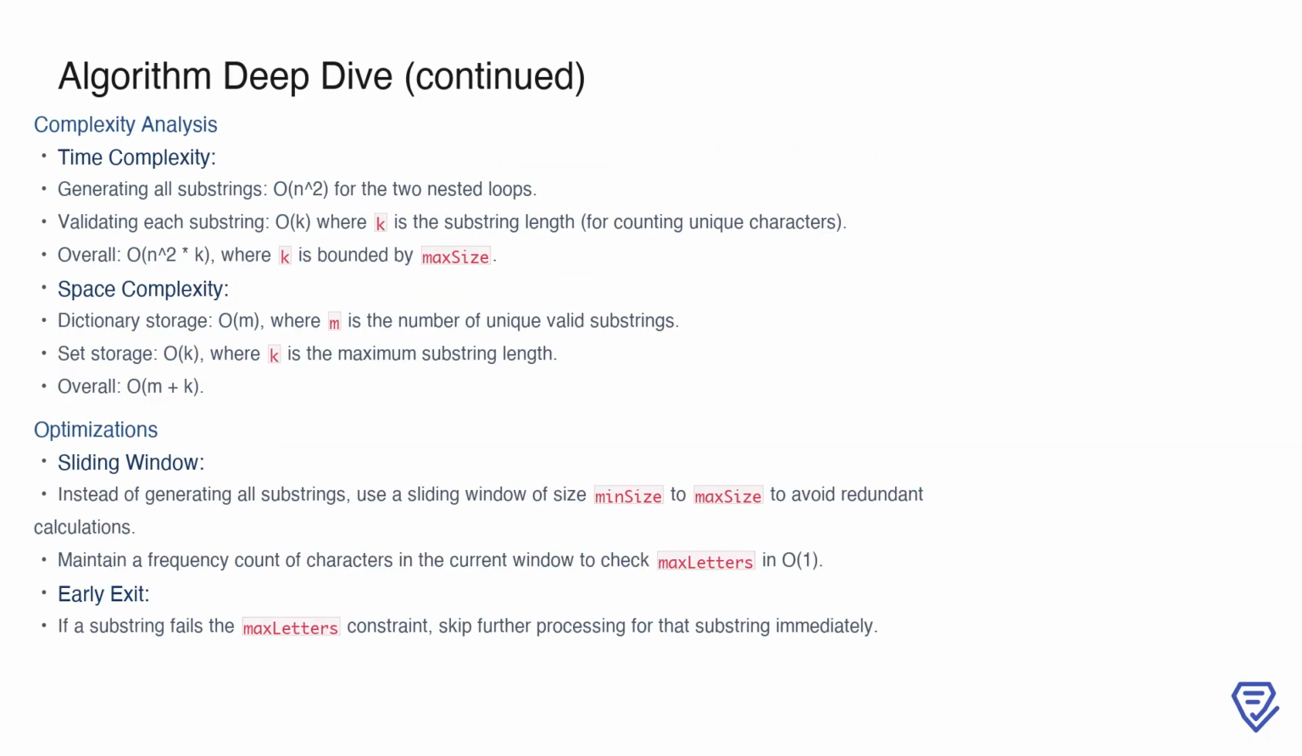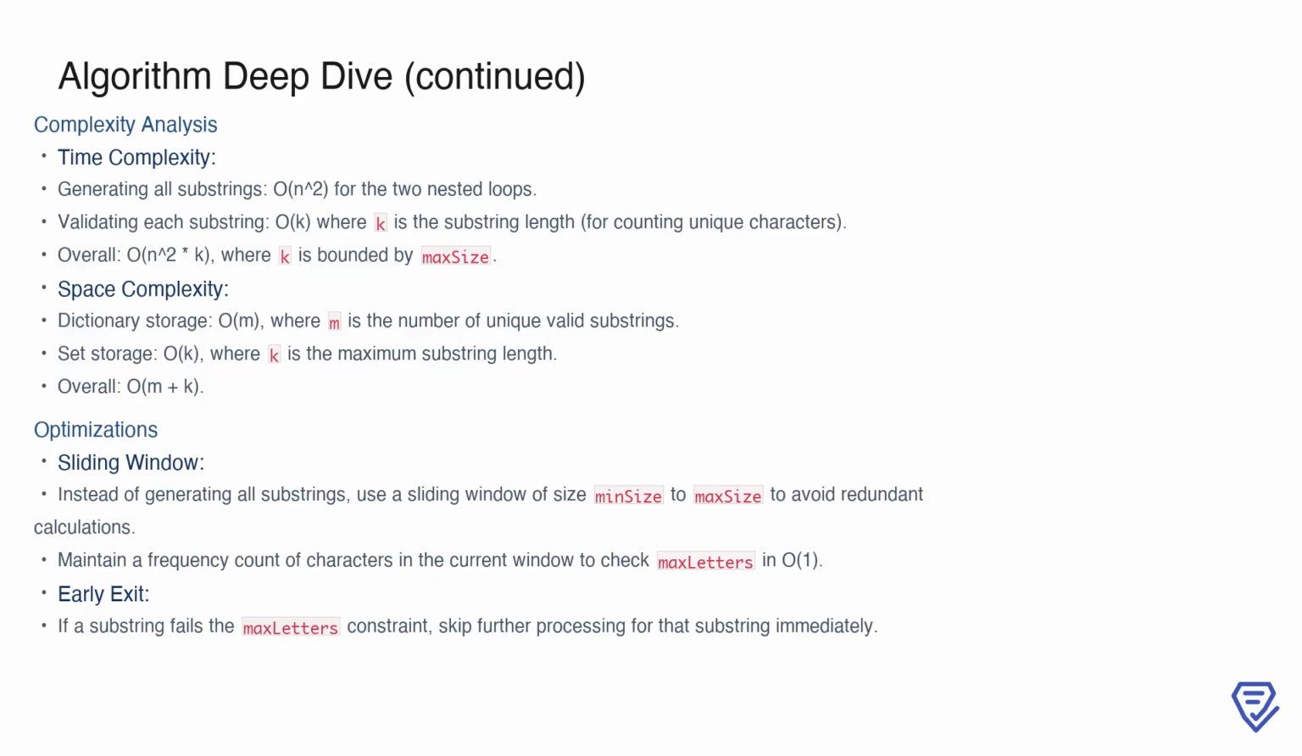Now let's analyze the complexity of this approach. The time complexity arises from generating substrings, which involves two nested loops, making it O(n squared), and validating each substring, which takes O(k) time where k is the substring length. Overall, this results in a time complexity of O(n squared * k), where k is bounded by max size.